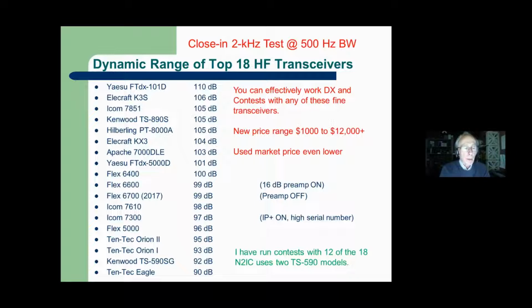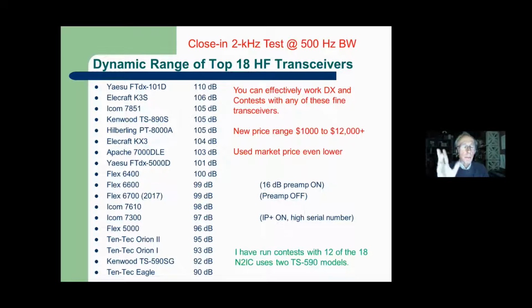And then the direct sampling radios have more variation from sample to sample, each unit, because each ADC chip is slightly different as far as its minor distortion. So there's a second sample. In other words, there's 2 samples for several of the new direct sampling radios. So I didn't want to count all those twice. So these are the 18 individual transceivers that go from 110 down to 90.